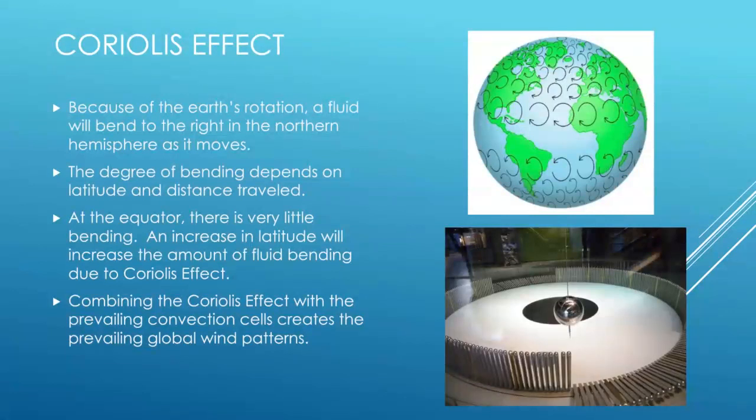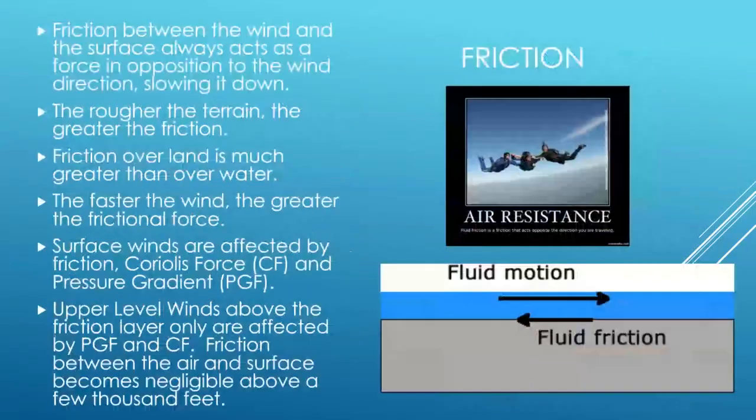Fluid will bend to the right in the northern hemisphere. This is also a reason why low pressure systems will rotate counterclockwise, like hurricanes. High pressure systems will rotate opposite, clockwise. We'll talk about that deeper. Very little bending at the equator. Remember, I said the farther north you go, the stronger the Coriolis effect, so there's very, very little at the equator. If you combine the Coriolis effect with the prevailing convection cells, then you get your pattern.